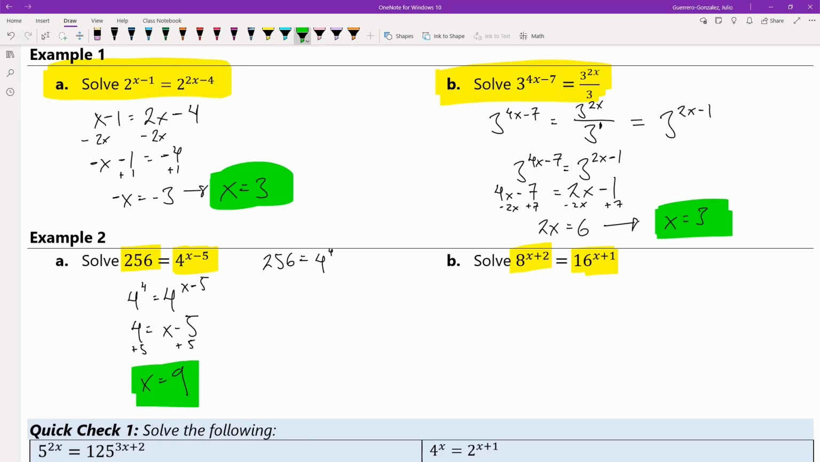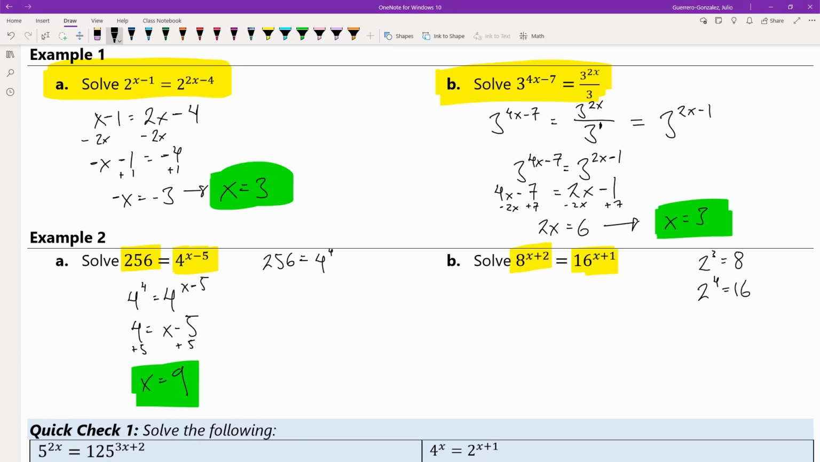Okay. For B, it doesn't look like it, but hopefully you guys are seeing what's going to happen. We can get it down to a common base. So I'm going to write these over here. 2 cubed is 8, and 2 to the fourth is 16. So now we can do substitutions here.